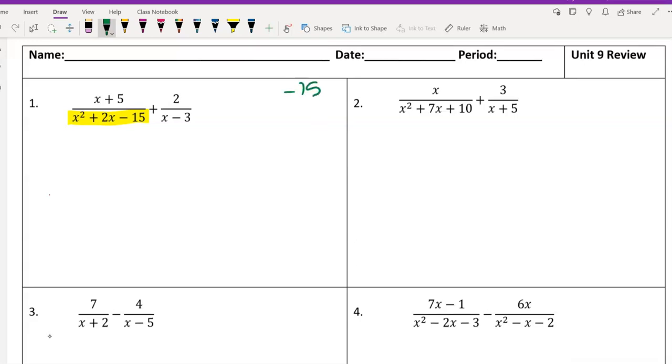It's a quadratic, so we do the ABC method or the T-chart with C on top, 15, and 2 on the bottom. Factors of 15 are 1 and 15, 3 and 5. Now, which of these has a difference of 2, 3 and 5? We need them to add up to a positive 2, but multiply to a negative 15. So we're going to have a positive 5 and a negative 3.